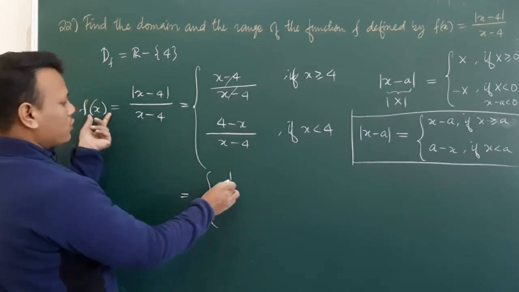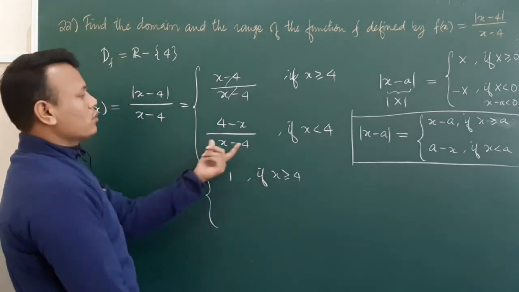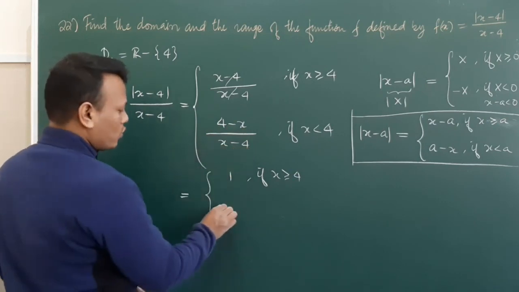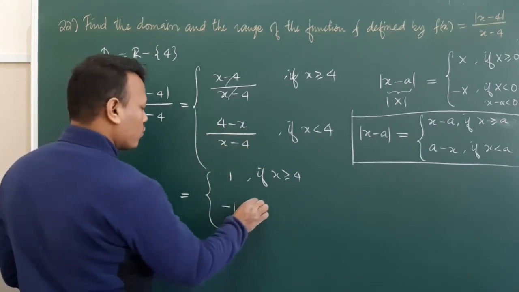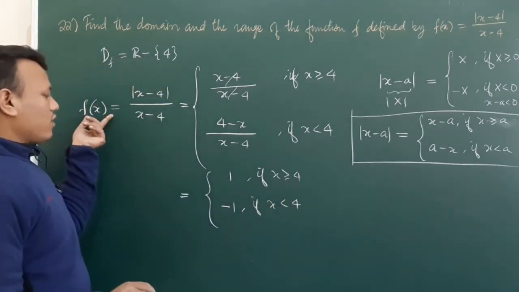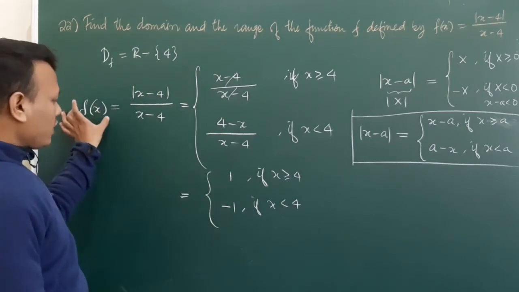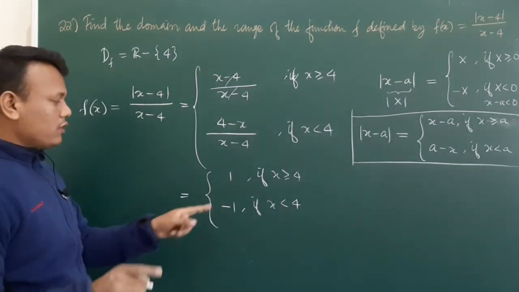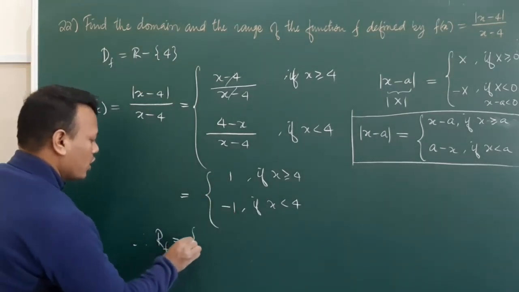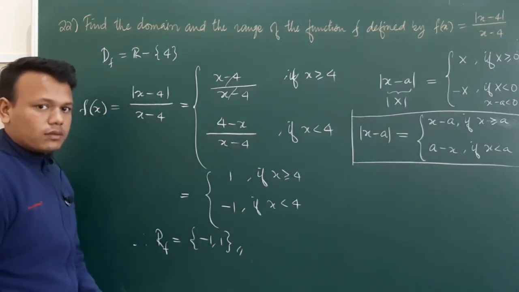So the function will be equal to 1 if x is greater than or equal to 4. And how much is this? If you take out minus common, again you will have x minus 4 getting cancelled, so only minus 1 will be left, if x is less than 4. So basically we saw that the value of f will be 1 and minus 1, isn't it? That is the range. The function takes only two values, so therefore the range will be equal to how much? It will be two values, minus 1 and 1. So pause the video and note it down.